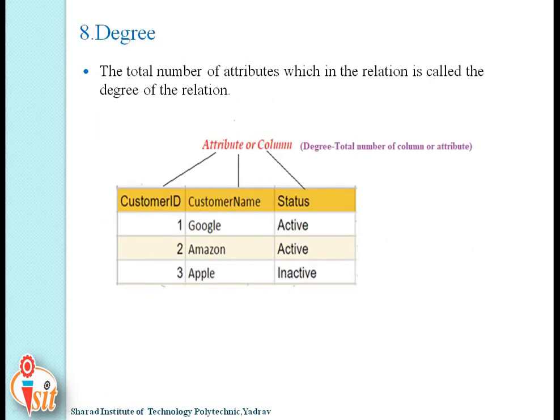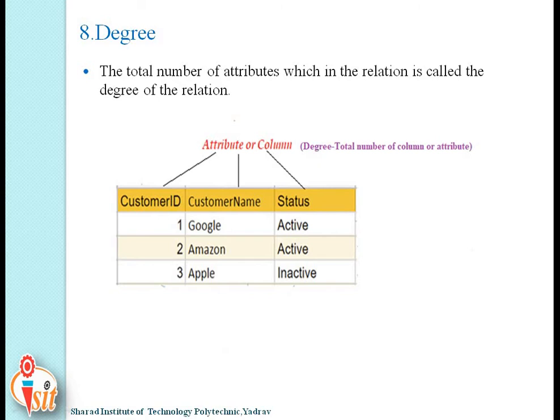Now the next one is degree. Degree is totally related to the term attribute. If you know attribute, then you can define degree very easily. Degree is nothing but the total number of attributes in the relation, which is called the degree of that relation. Here see the example.